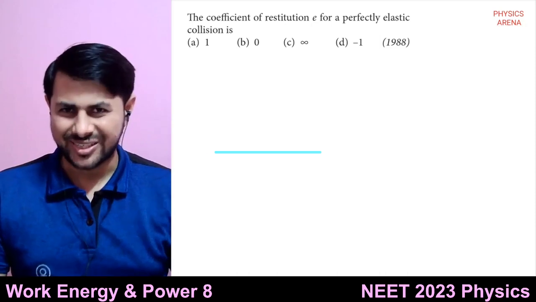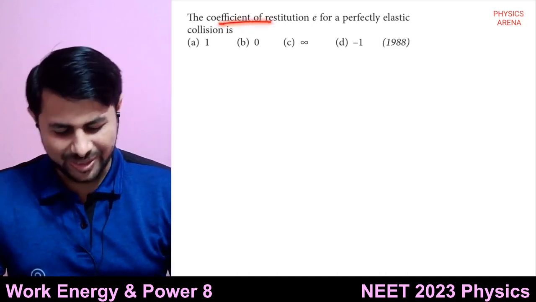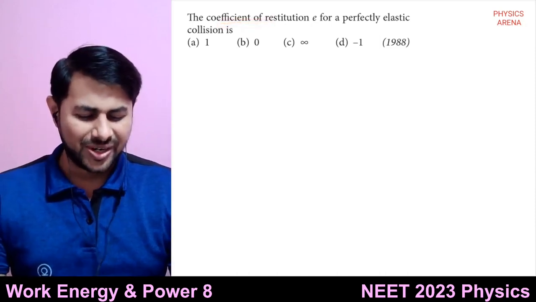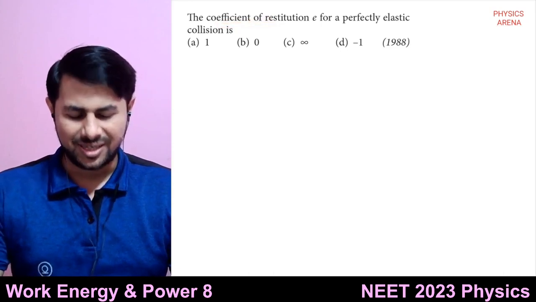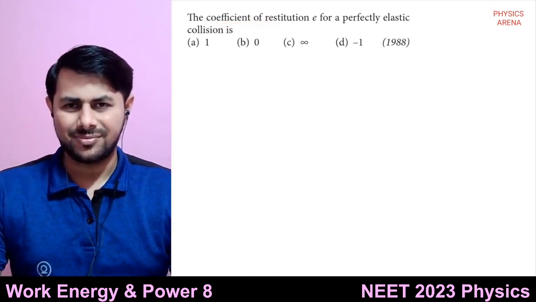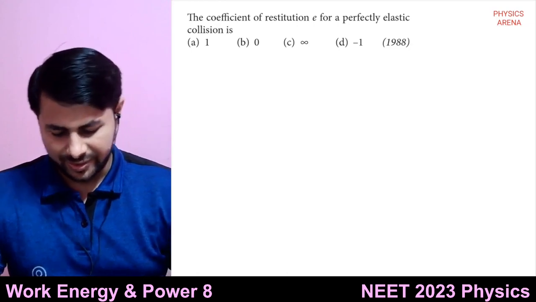But there can be a question like this. The coefficient of restitution E for a perfectly elastic collision is how much? It's 1. Okay, right.